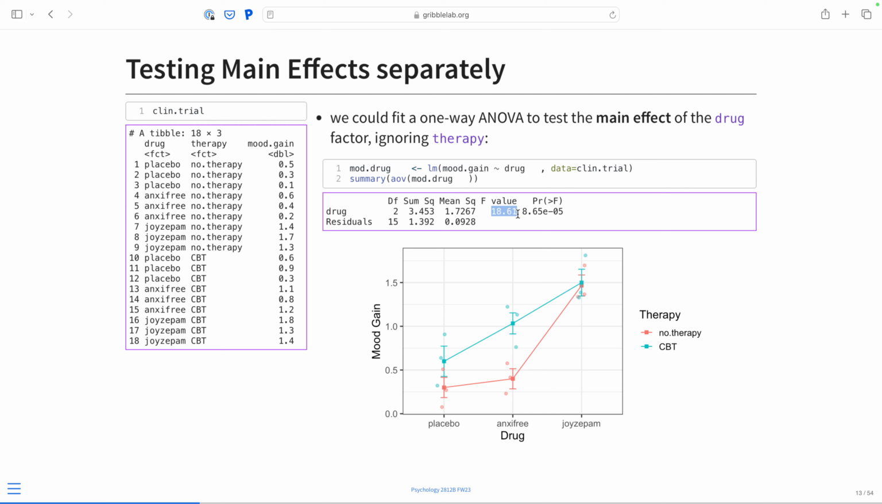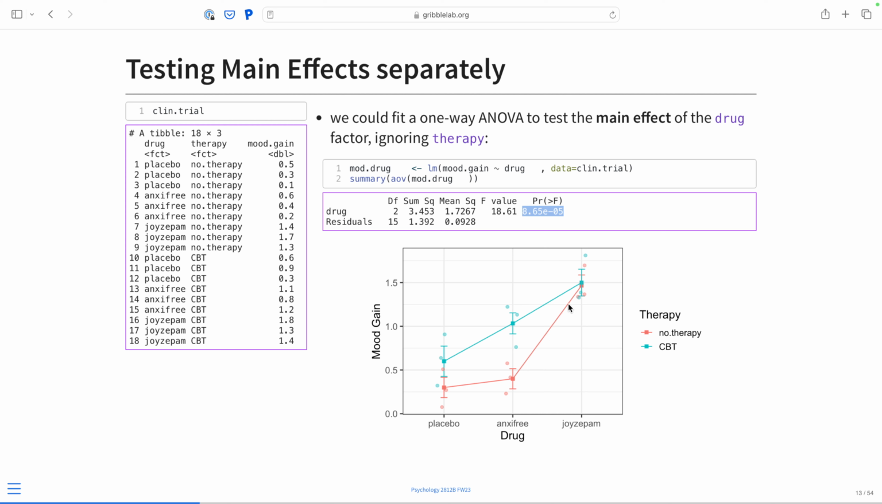And we get a very significant F statistic. F is really high, 18.6, and the p-value is really small, 0.0000865. Okay, well, it sure looks like there's an effect of drug on mood gain.